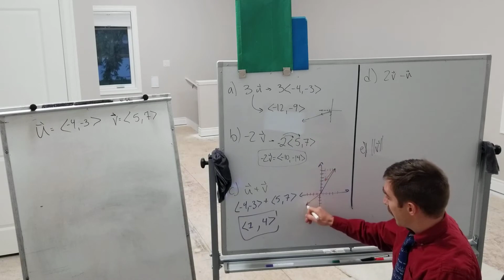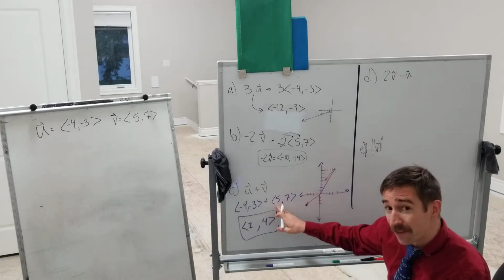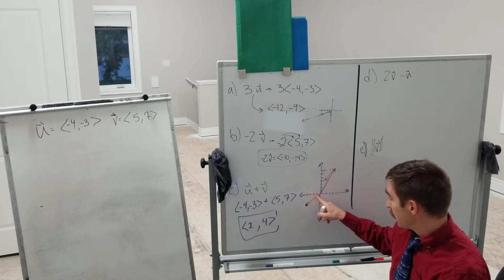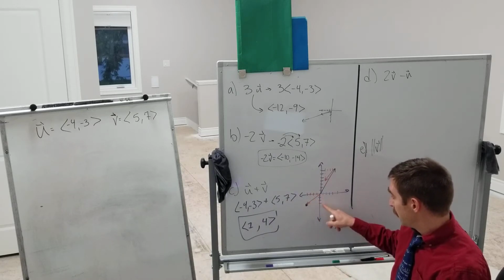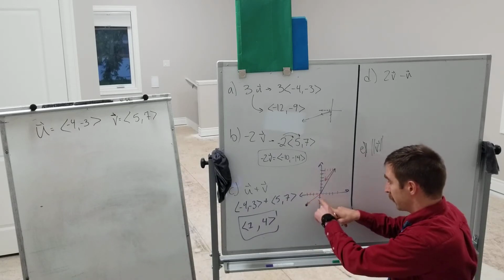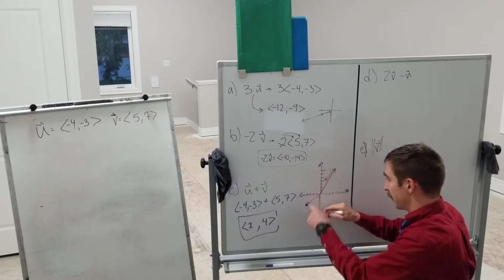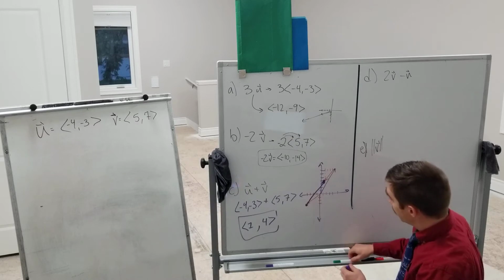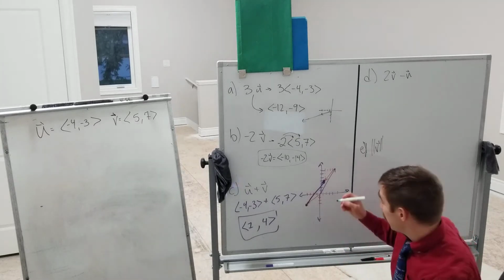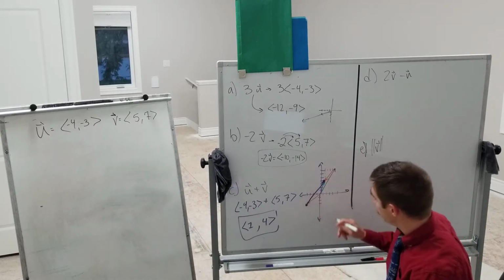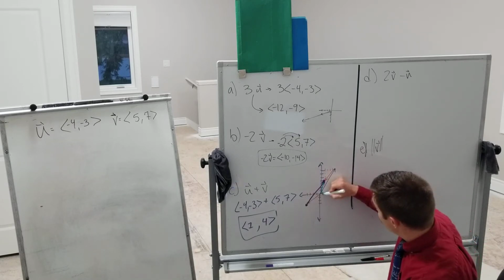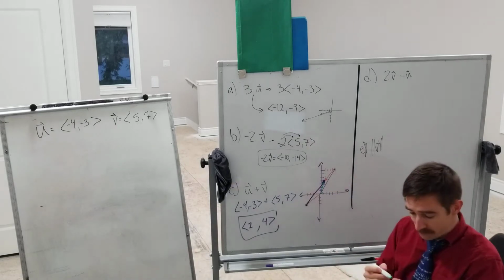Or I could start at the end of this vector and just add the 5, 7 up. So I'm going to go 5 to the right, 1, 2, 3, 4, 5. And then I'm going to go up 7, 1, 2, 3, 4, 5, 6, 7. Boom, look, it goes to the same spot. That spot is the resultant vector, which would be at 1, 4. It's to the right 1, 1, 2, 3, 4, up.